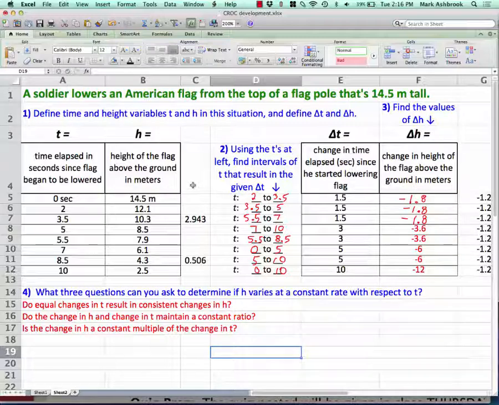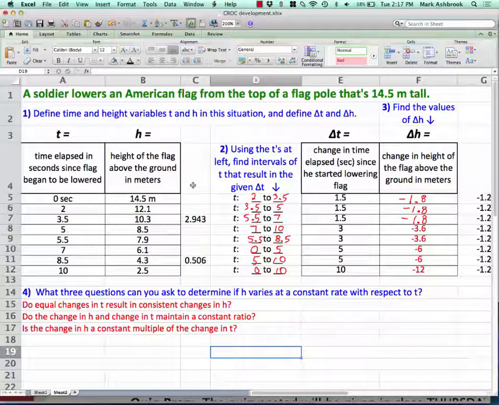Did you get it? I got 2.943 for the ratio of H to T when T is 3.5, and 0.506 when T is 8.5. So my question is, are the quantities for T and H, those variables, in a constant rate of change relationship? Yes or no? I heard two no's. Everyone's going to say no?